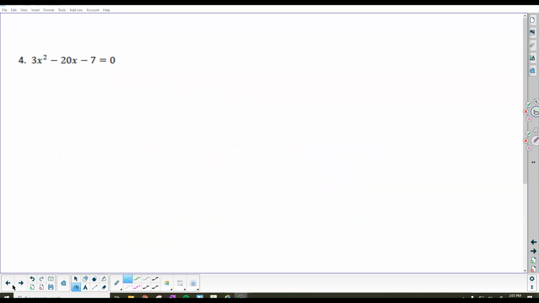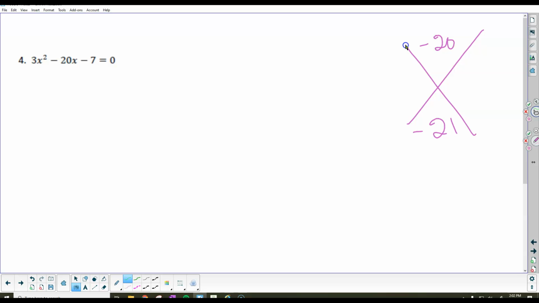Can I factor a 3 out of all that stuff? We got our work cut out for us. So you have an a value that's greater than 1, and you have to know all these steps. So here we go. We are going to draw the little graphic over here, the x. So remember, when your a value is not 1, you multiply it by the c. So a 3 times a negative 7 is negative 21. That goes down here. And then your b value still goes at the top. So the b value is just going to be a negative 20.